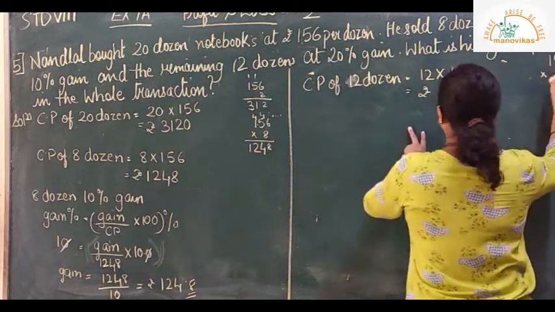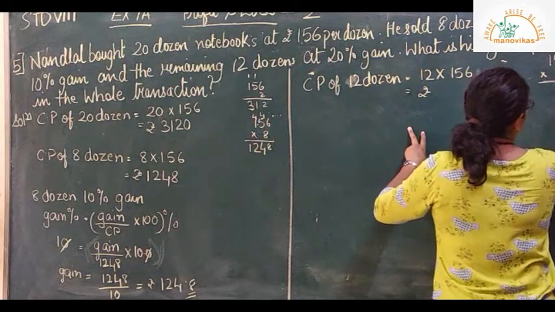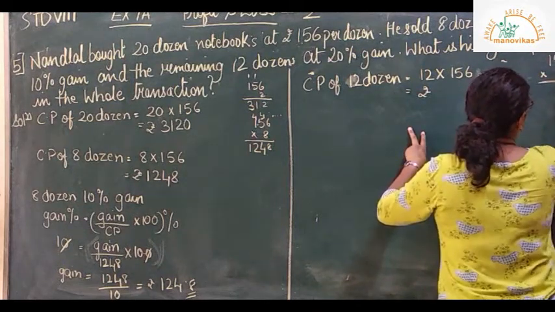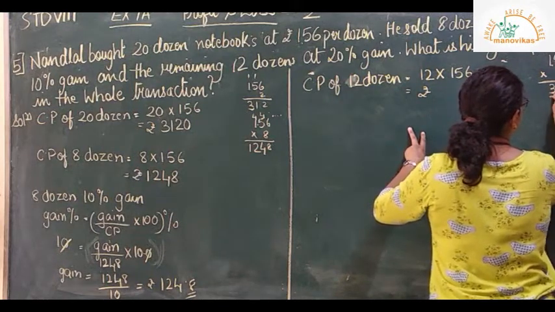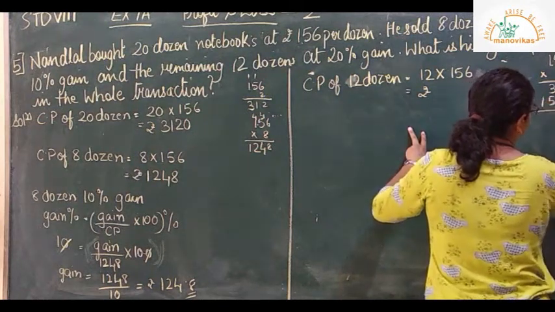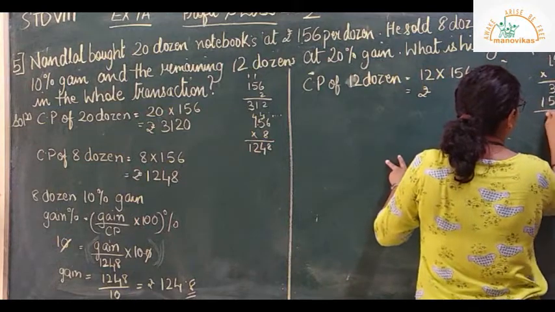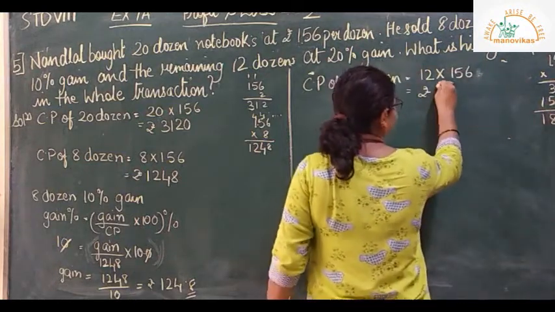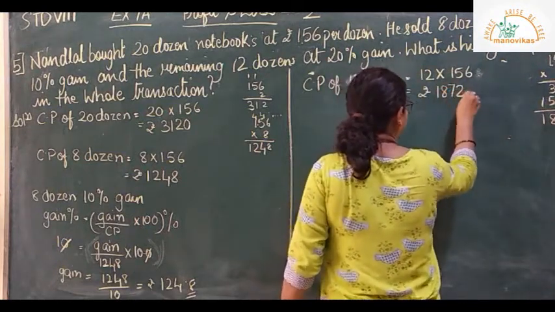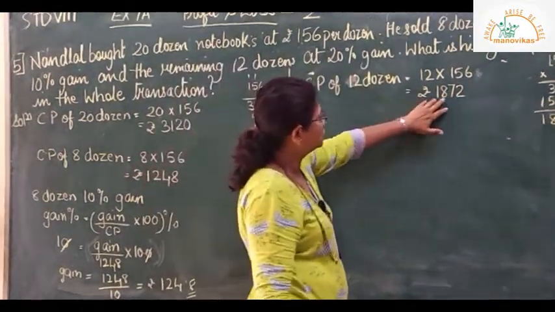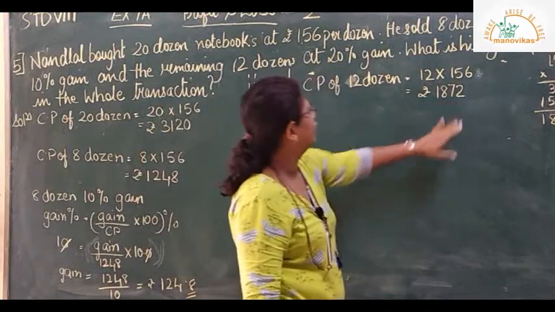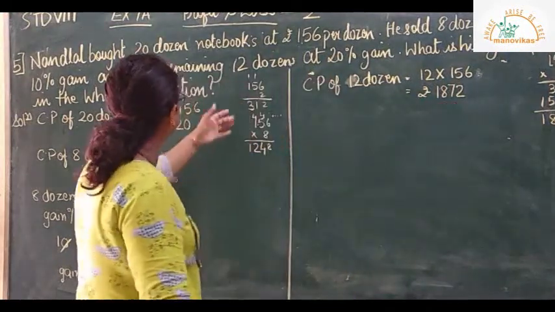into 12. 2 6s are 12, carry 1, 1 ones are 1, 3... So I get it as 1872. So the cost price of 12 dozen is 1872.